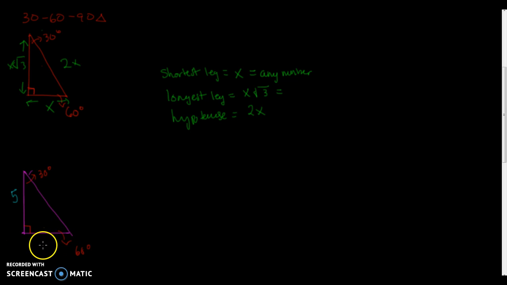In any given case, the shortest leg of a 30, 60, 90 triangle is x. And we know this is the hypotenuse, and the hypotenuse is always 2x. But we have been given the longest leg in this case, and the longest leg is 5. So the total length of the longest leg is 5. And what we know about the longest leg of any 30, 60, 90 triangle is x square root of 3. So in this case, x square root of 3 equals 5.